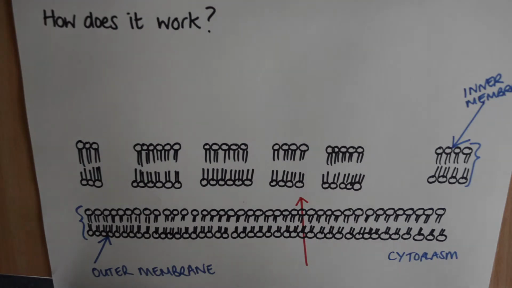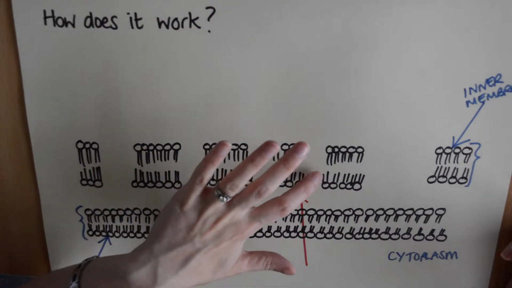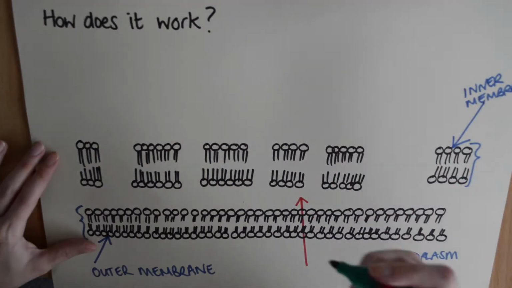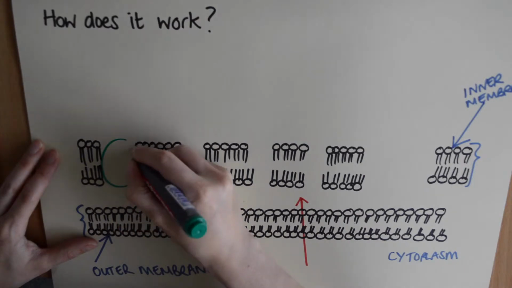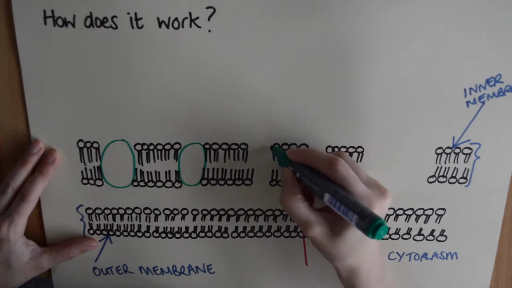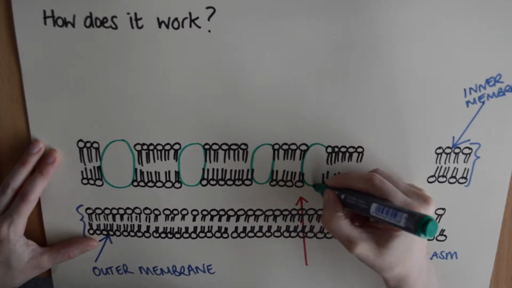Now, in order for oxidative phosphorylation to take place, really important molecules are the electron carriers, which are embedded into that inner mitochondrial membrane. So I'm just going to draw these in very simply. One there, one there, one more there, and one there.